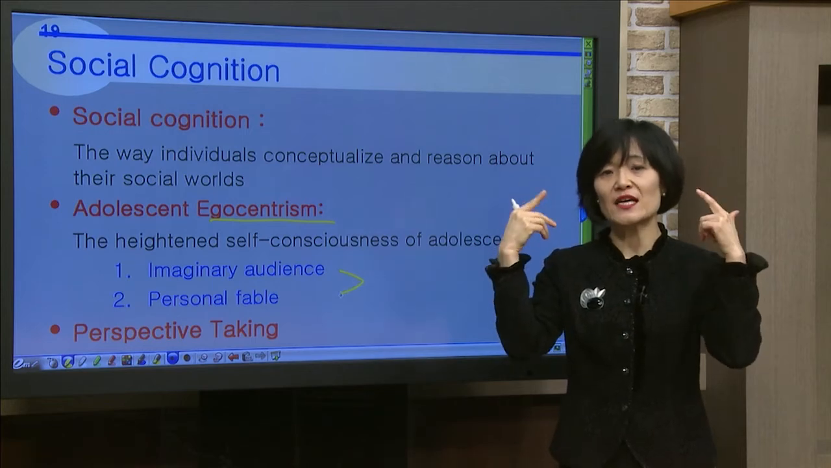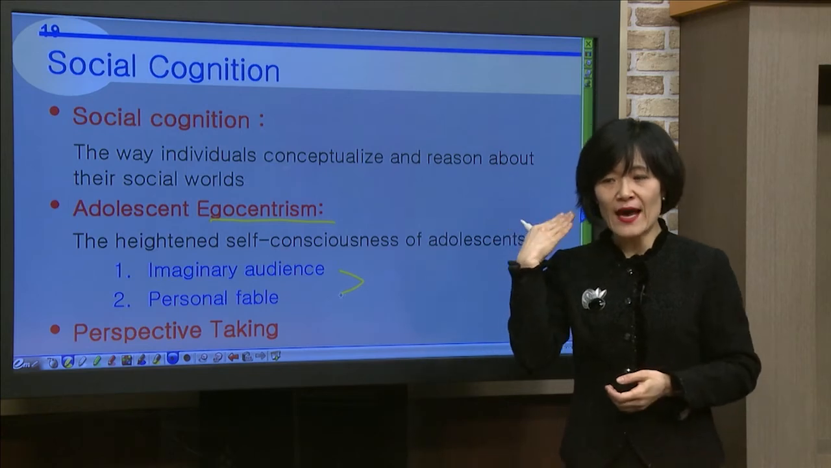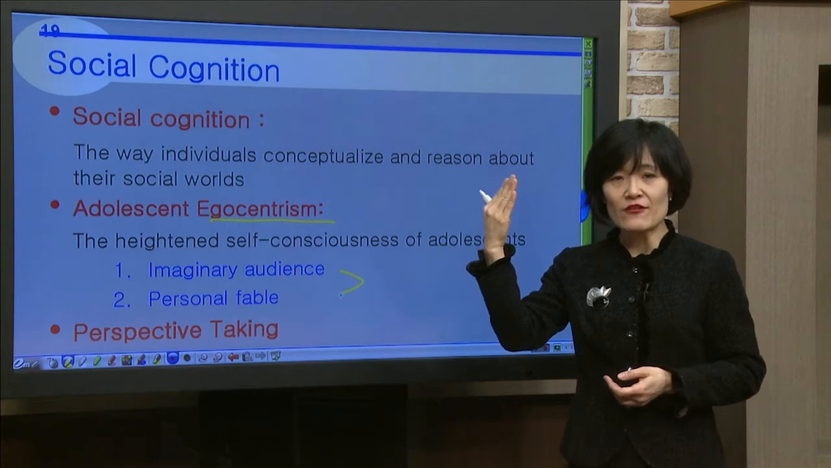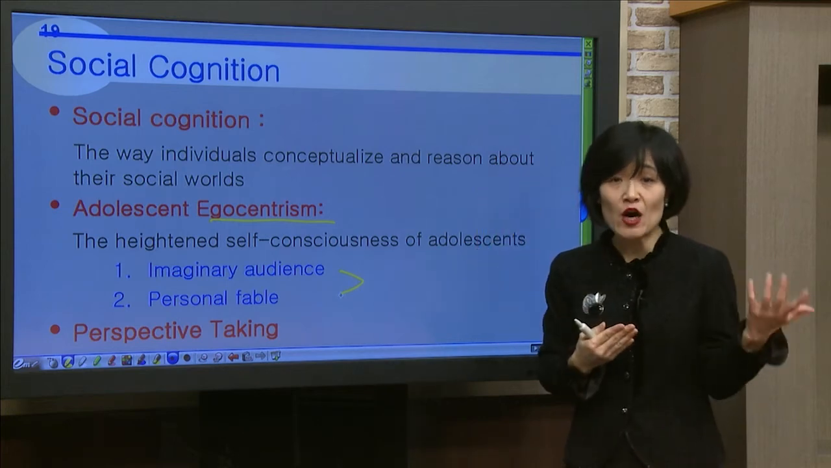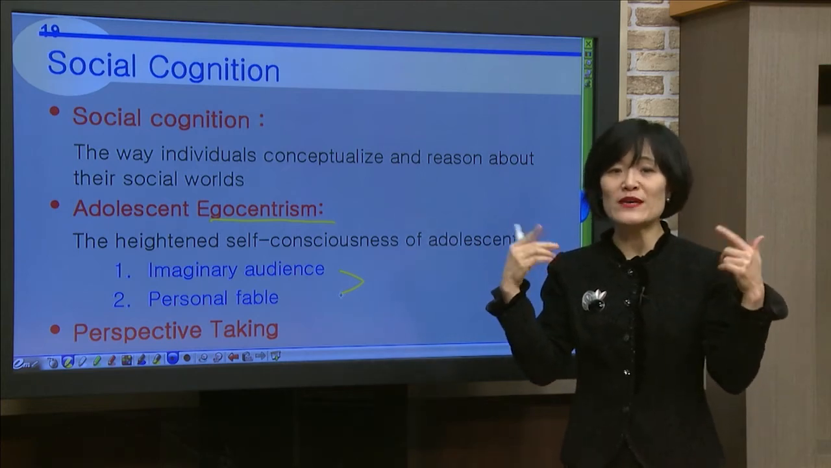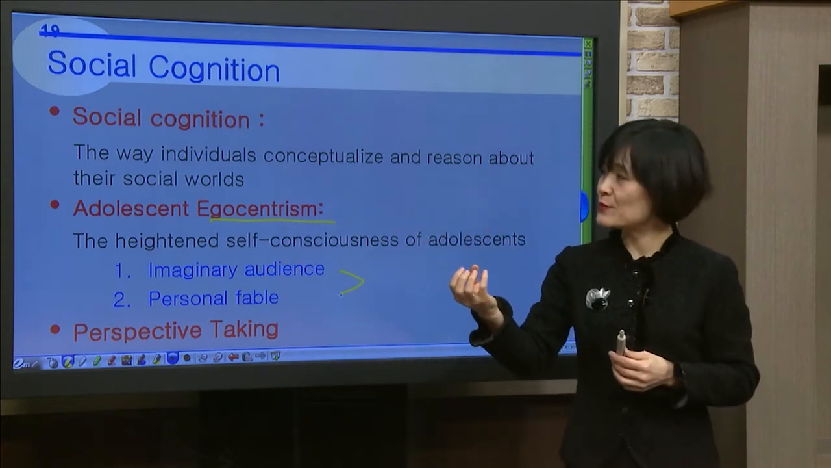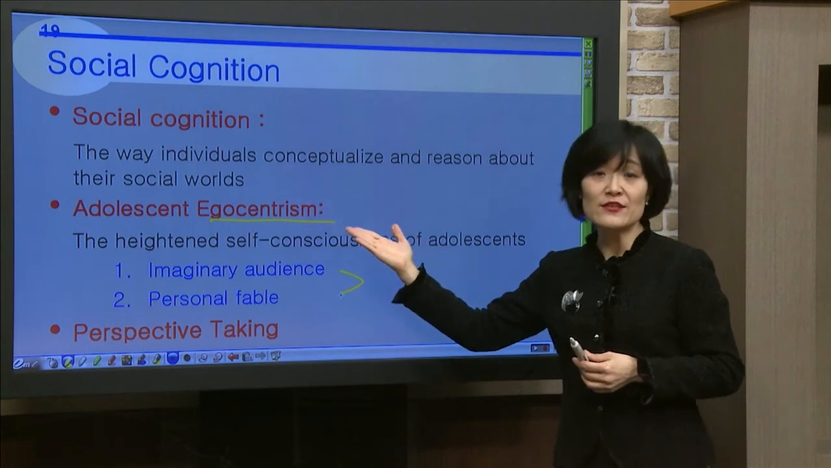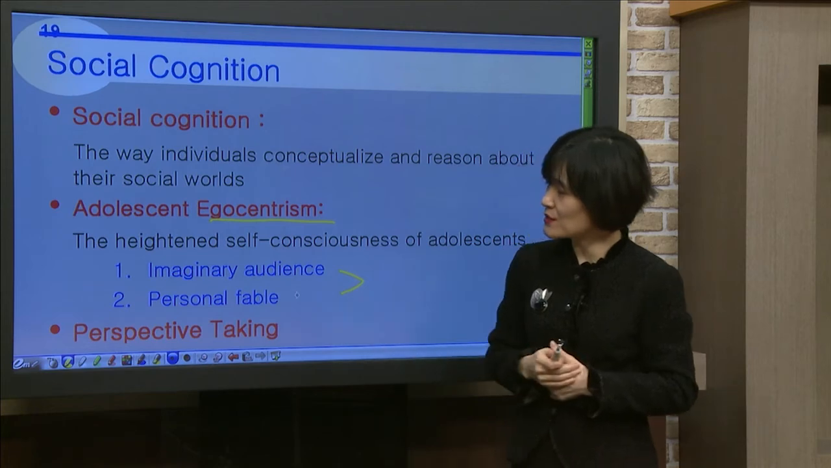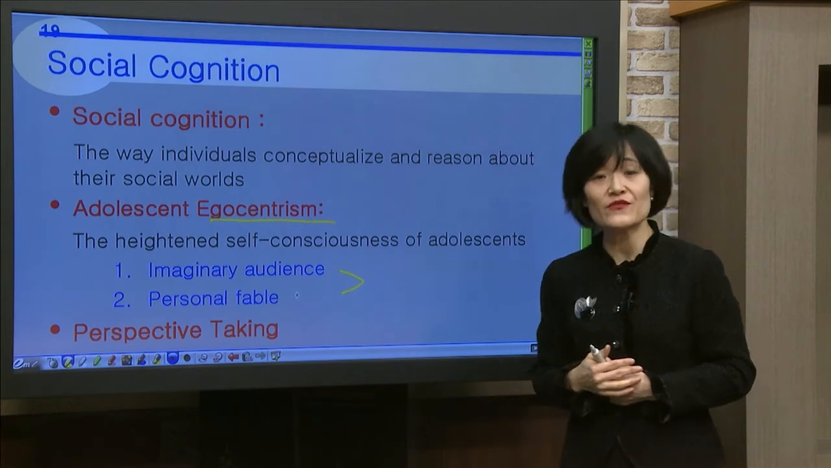That is the imaginary audience. When they do or behave in some way, they are very sensitive to the imaginary audience, and they are very careful not to stand out, because they feel that the audience in their imagination is always looking at them. So the imaginary audience is one example of a high level of egocentrism among adolescents. Another example of adolescents' egocentrism and self-consciousness is the personal fable.